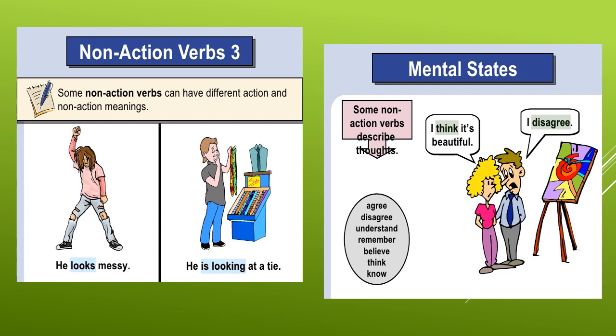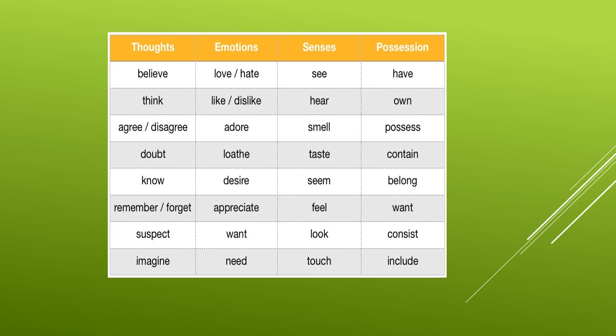And then the state verbs also denote the mental state. What are your emotions? How is your mental being? So they will describe your thoughts. Like, I think it's beautiful. And then the man, he's saying, I disagree. I don't like it. So agree, disagree, understand, remember, believe, think, know, these are all state verbs. So the state verbs reflect your thoughts, emotions, senses, and your possession, that is your belongings.